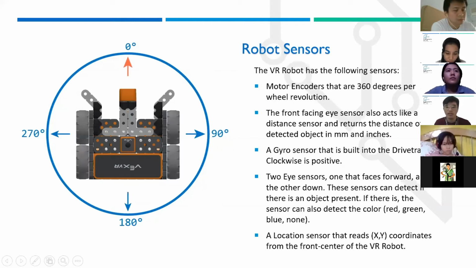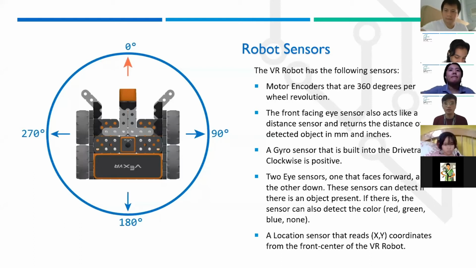The front-facing eye sensor also acts like a distance sensor and returns the distance of a detected object in millimeters or inches. So you have two measurements that you can use here: millimeters, a metric system of measurement, and inches, an English system. I hope you already have previous knowledge of the metric and English systems. Maybe we could have an opportunity to give another class about the concepts that are connected using VEX Robotics.